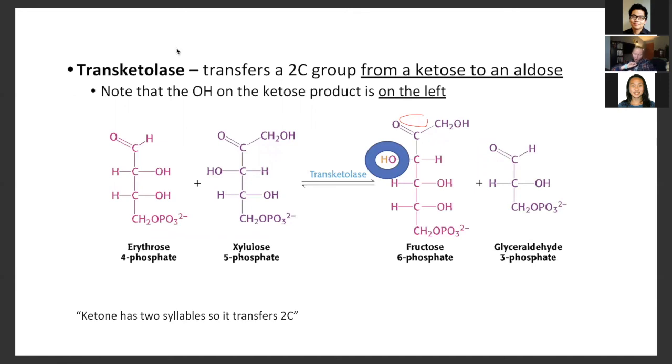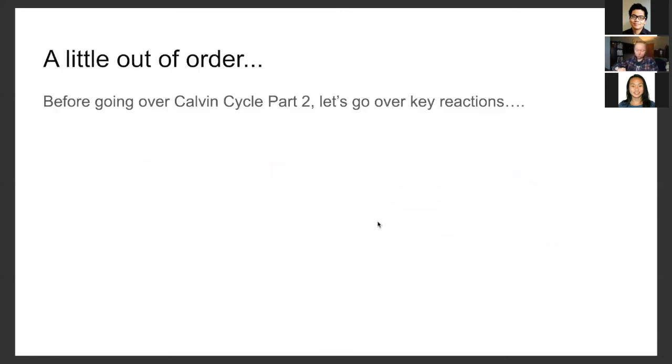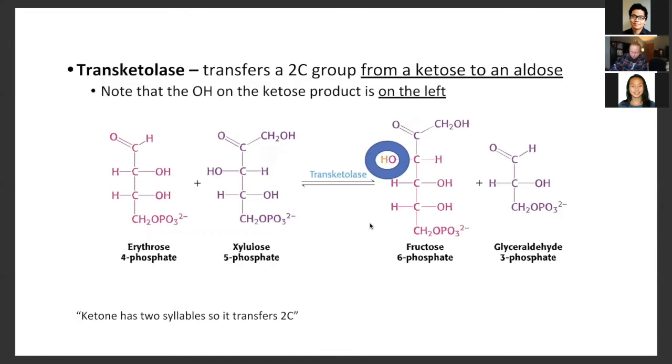Every year, he asks questions about transketolase and transaldolase. I want to go over this because it is always the first question in his exams. So there are 2 enzymes we're going to talk about, transketolase and transaldolase. So what does that look like?